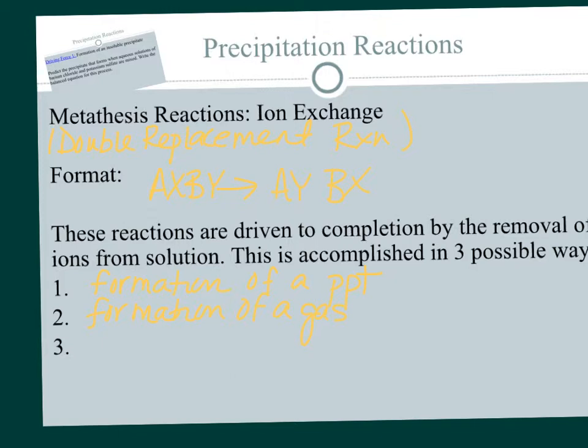And the third way is the formation of a weak, soluble electrolyte or non-electrolyte, and this could be a couple of things, but usually it is the formation of water in a reaction. So let's look at an example.